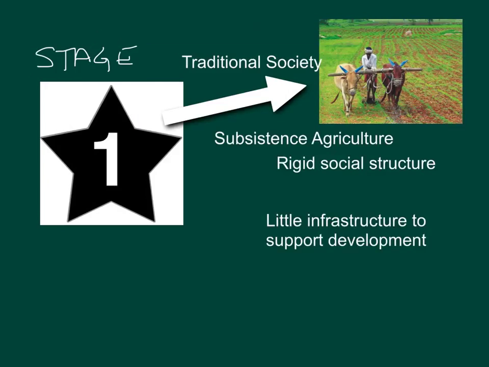Stage 1, the traditional society. This is characterized by subsistence farming, where farmers basically raise food for themselves and their families. There's a rigid social structure in this society with very little social mobility, or the ability to move up. There's little infrastructure either to support trade and industry, like banks and highways and railroads. These things are good for development.